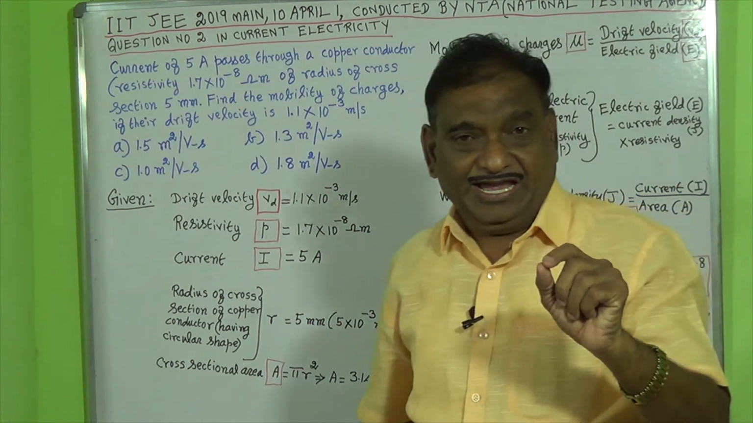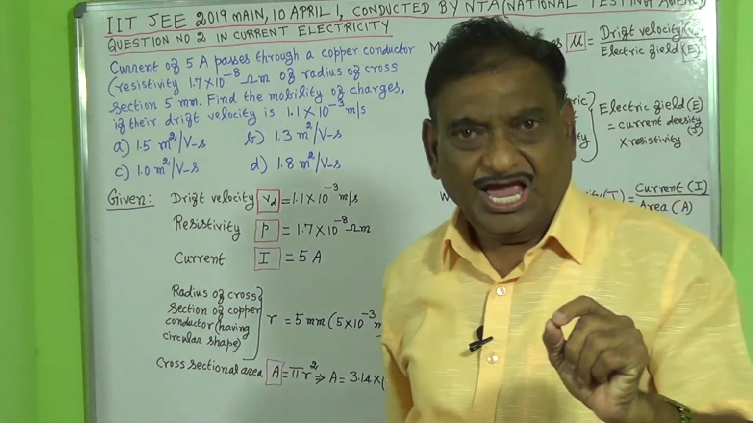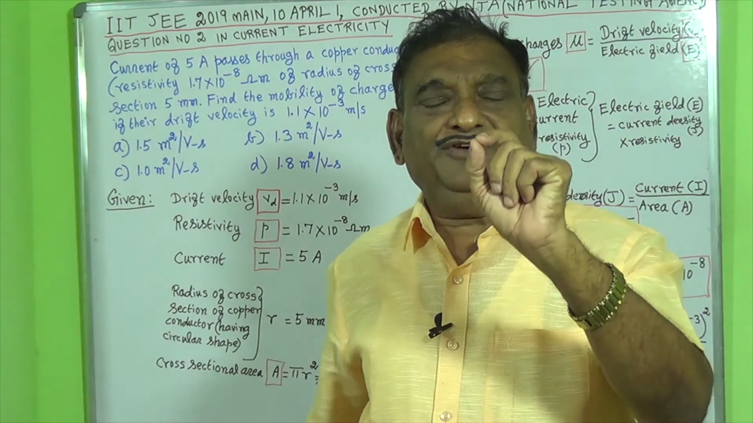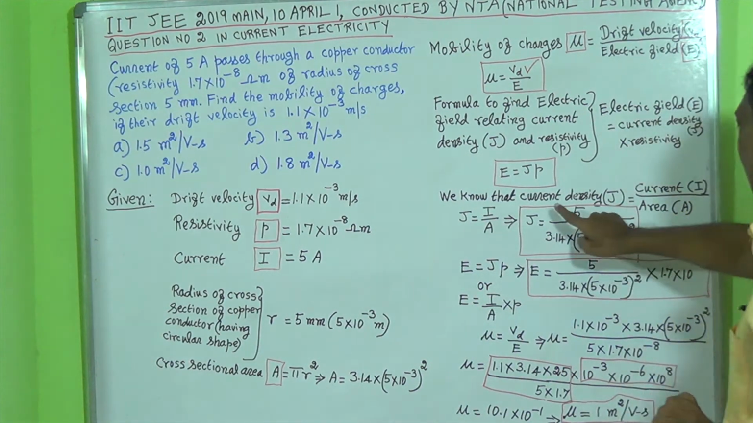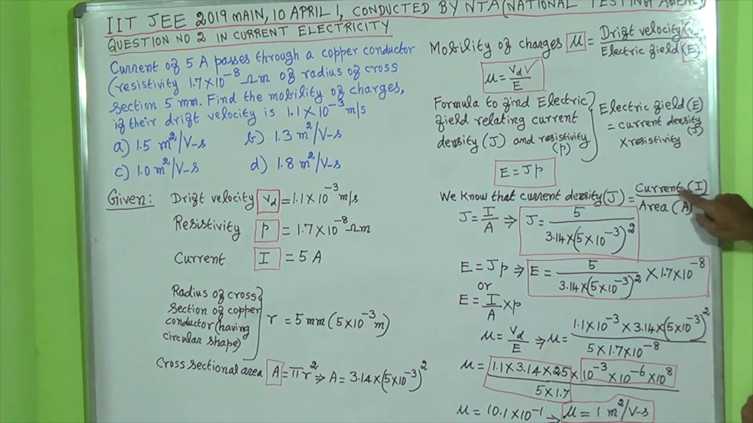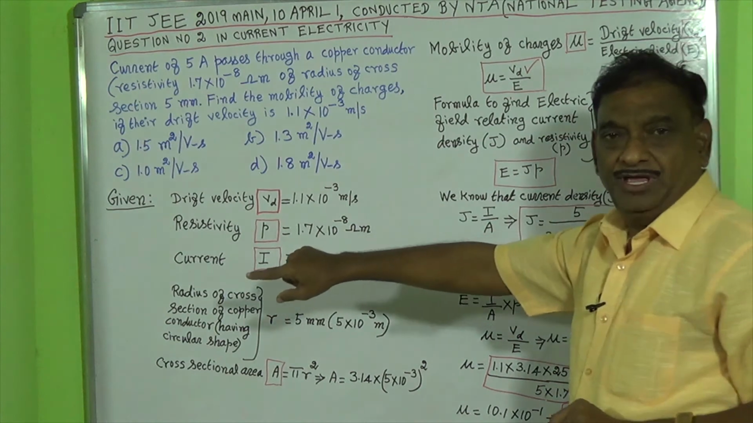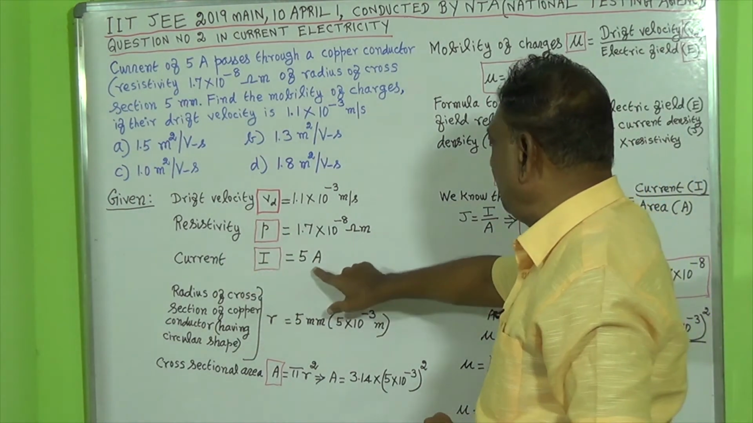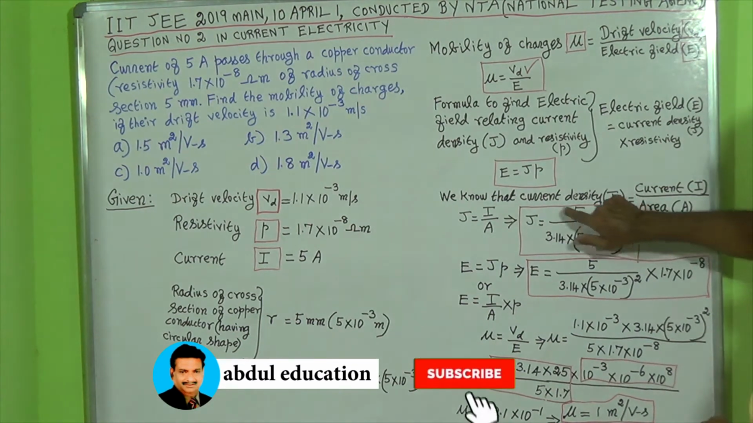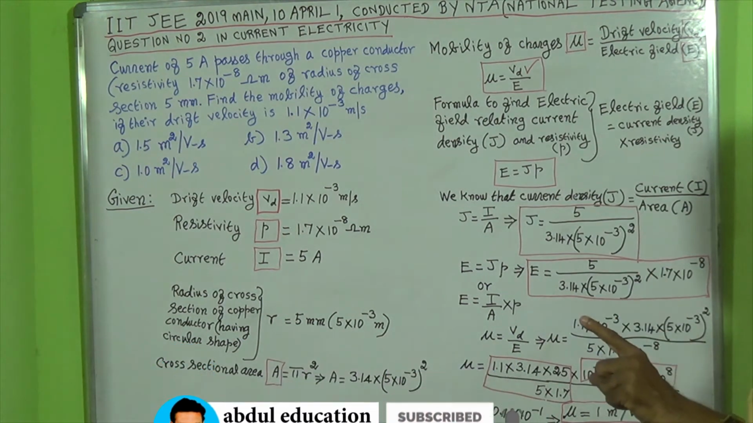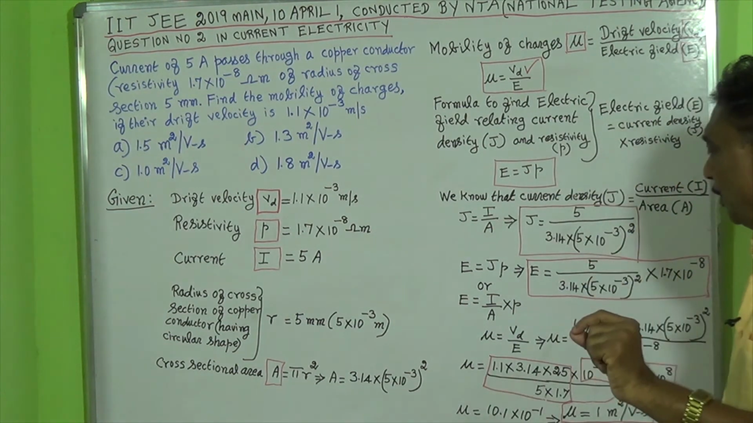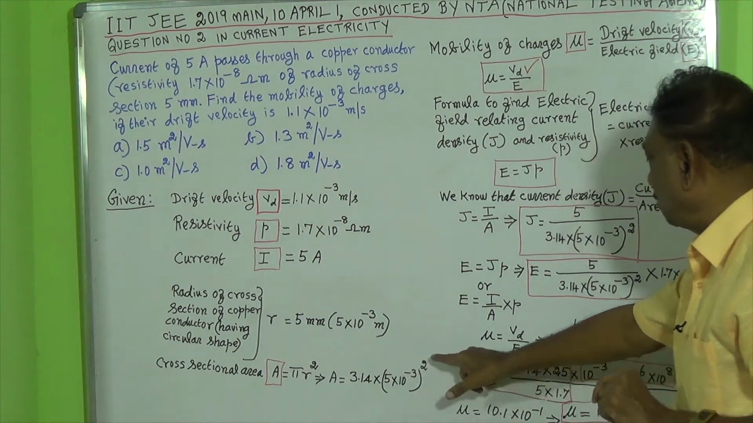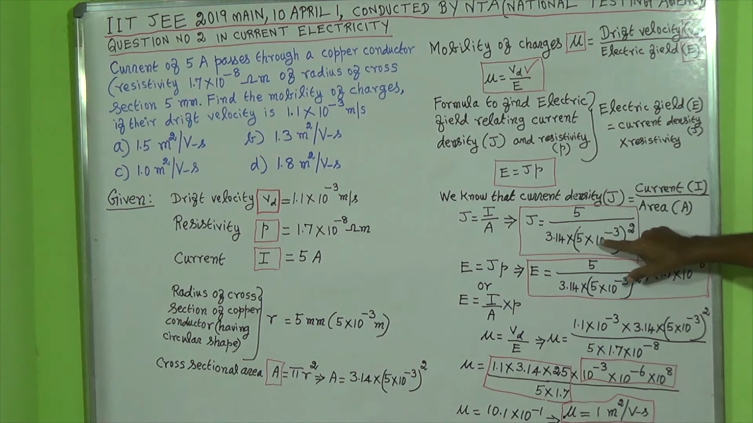As already stated, the formula for the current density is I by A. That is, if we divide the current by the cross-sectional area, we will get the current density. Current density capital J equal to current capital I by area capital A. What is the current given in the sum? In the sum, the current is provided as 5 ampere. So we can substitute 5 ampere in the place of current. What is the cross-sectional area of the conductor? The cross-sectional area of the conductor is 3.14 into 5 into 10 to the power of minus 3 the whole square. So we can also substitute the area.